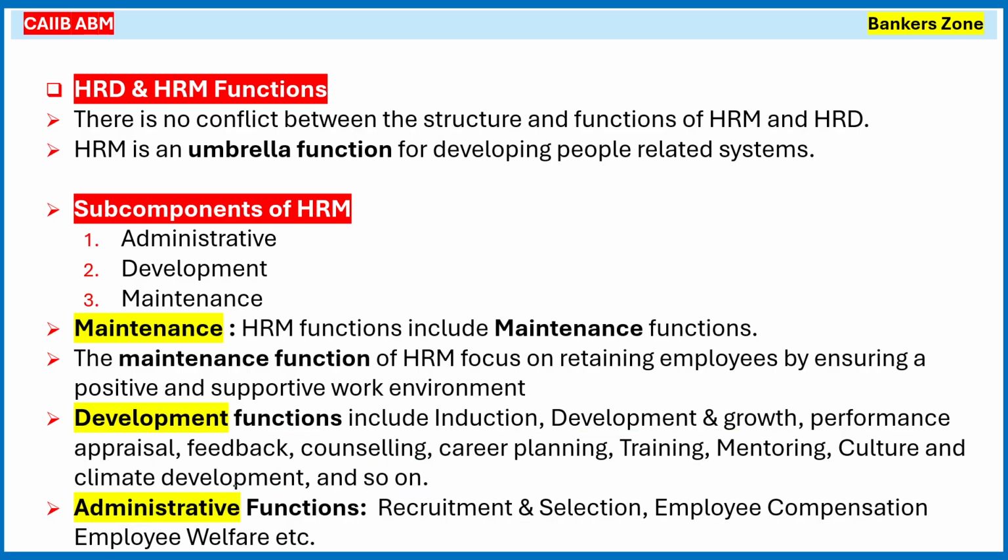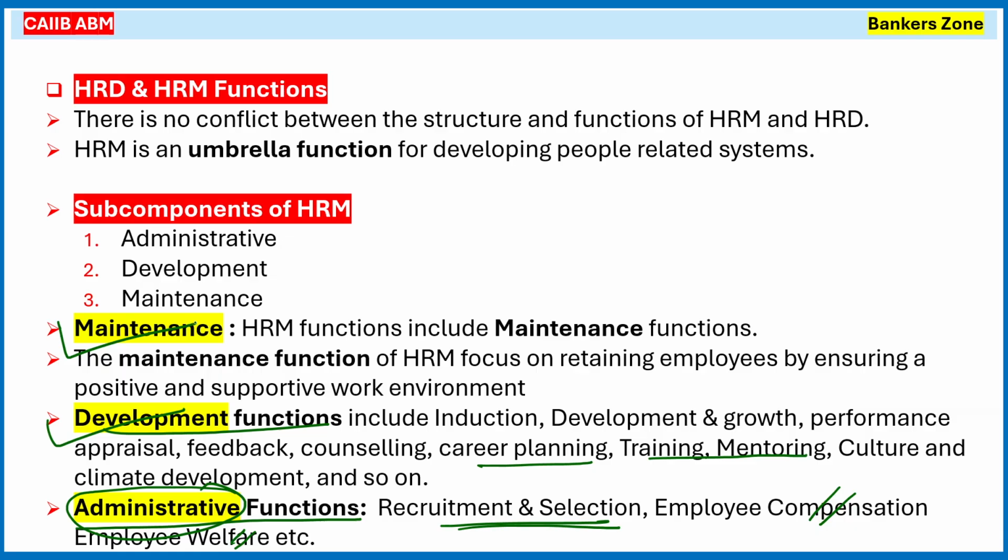So in the examination, they can ask you which of the following is not a developmental function, or which of the following is not the administrative function of the HRM. So simply remember, recruitment, selection, the employee pay scale, compensation, the employee welfare, these are the part of administrative function of the HRM. However, the developmental functions like career planning, training, mentoring, preparation, the development of culture, climate development in the organization, the performance appraisal, feedback, these are the part of developmental function of HRM.